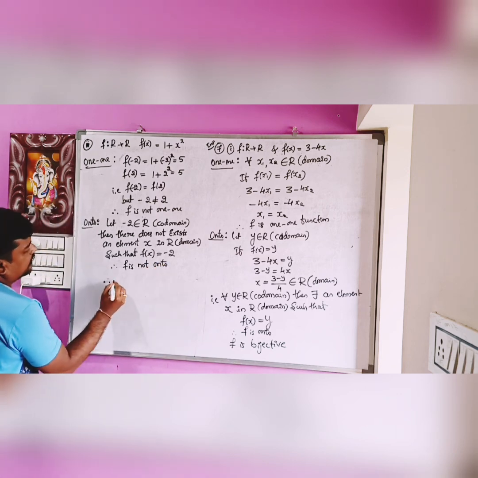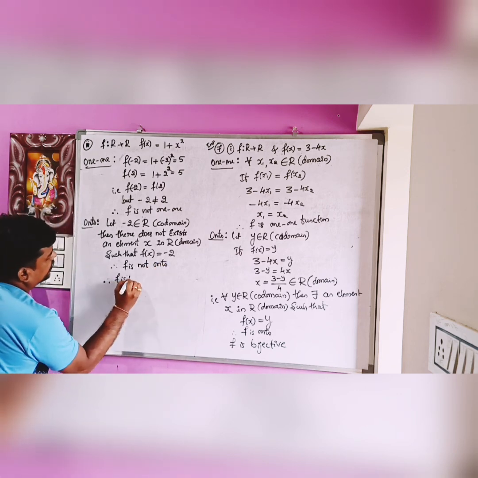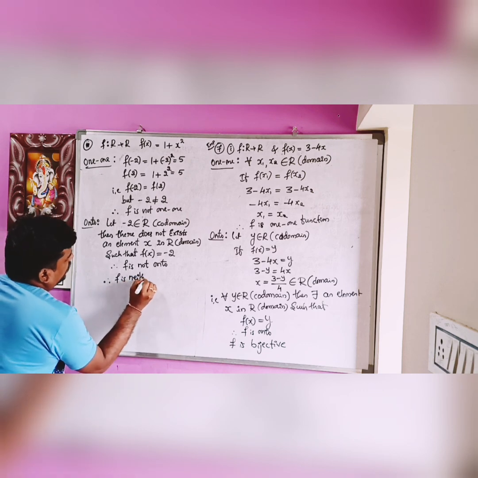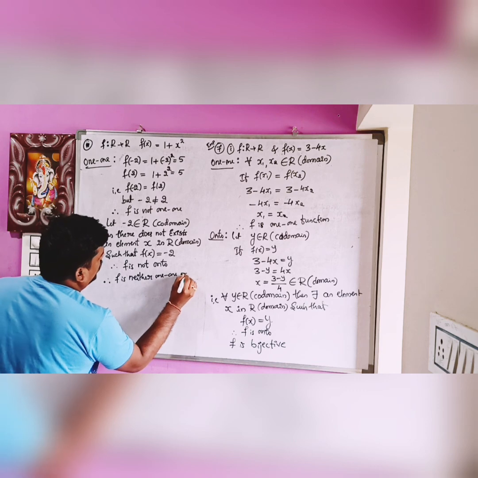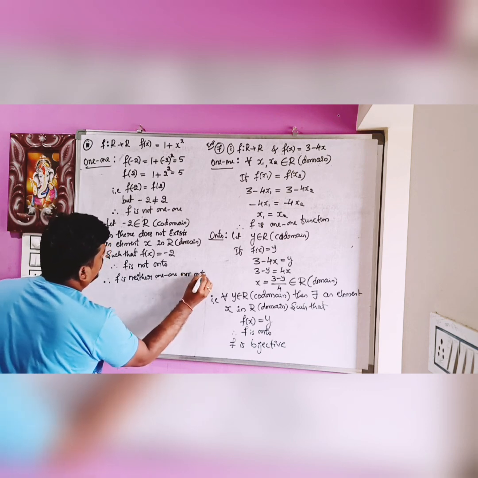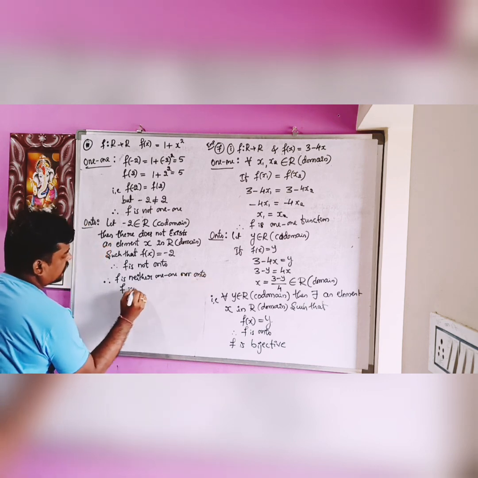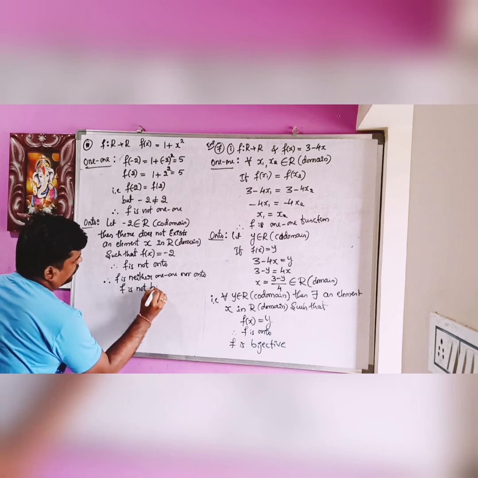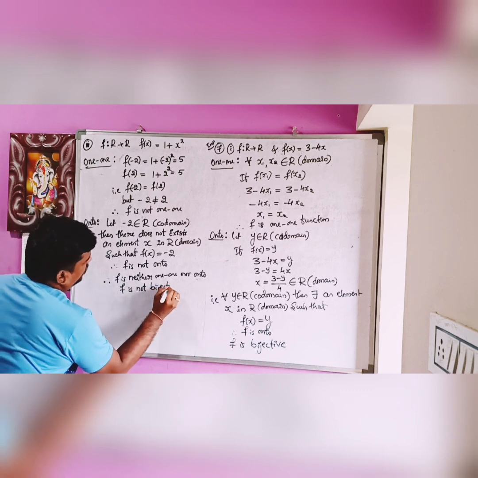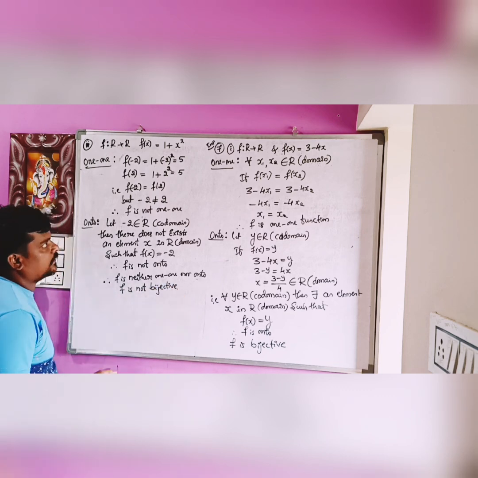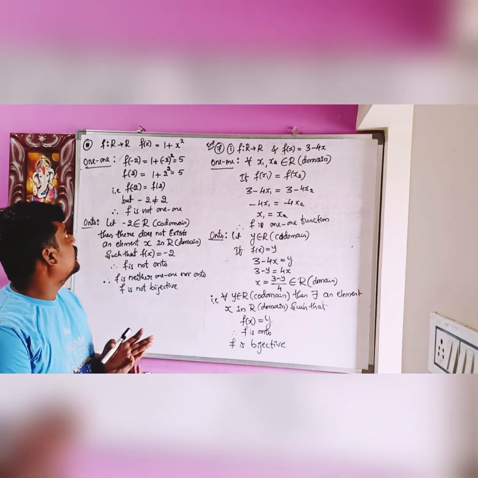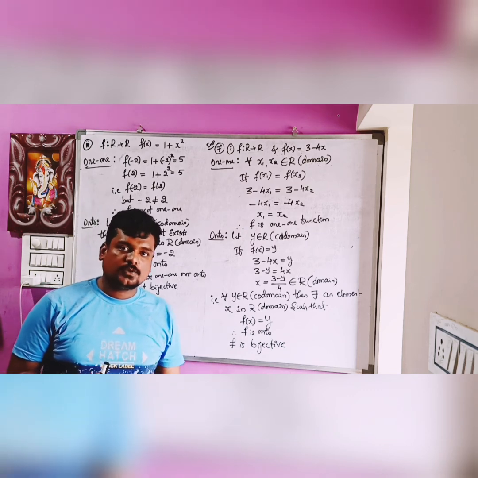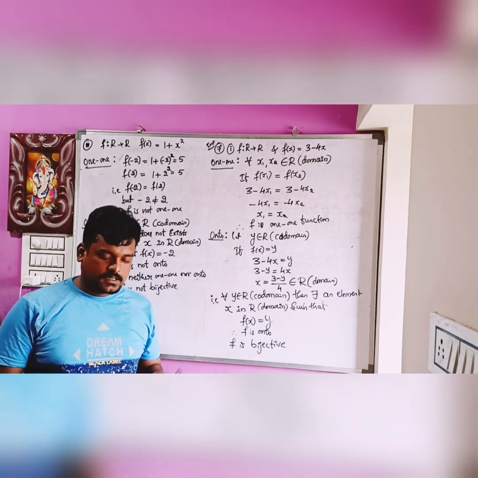Since f is neither one-one nor onto, I can say f is not bijective. This is the way we can check one-one and onto for question number 7 in the second bit.